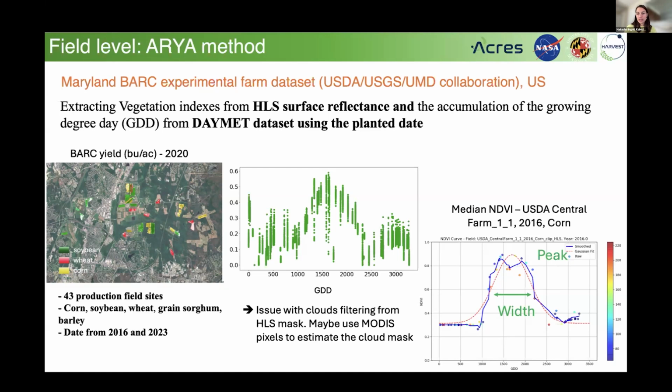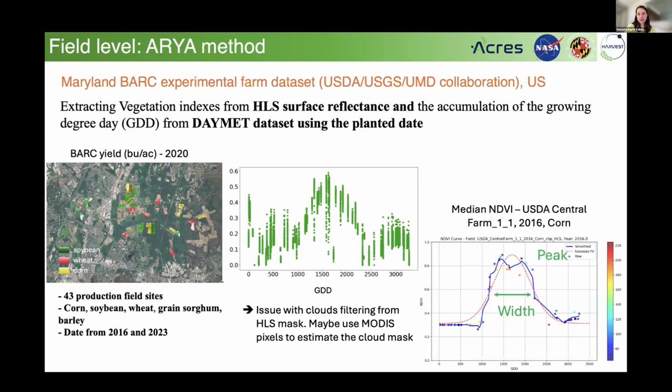The first question that I asked myself is how the ARYA method could perform at field level. So I used HLS data at 30 meter spatial resolution and the DayMet dataset, which has several meteorological parameters at 1 kilometer spatial resolution, to extract the NDVI and calculate the GDD over all these different fields. That is just an example over one field.